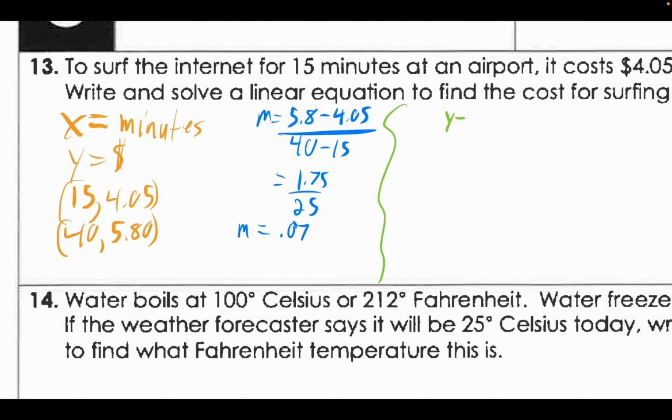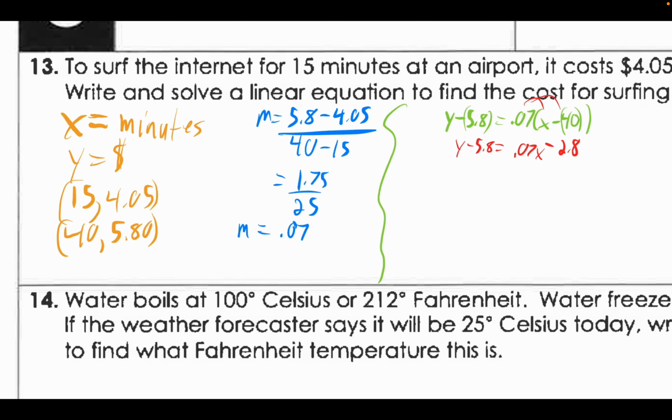So I'm going to do y minus 5.8 is equal to 0.07 times x minus 40. And as I go ahead and distribute this, I'm going to get y minus 5.8 equals 0.07x minus 2.8.